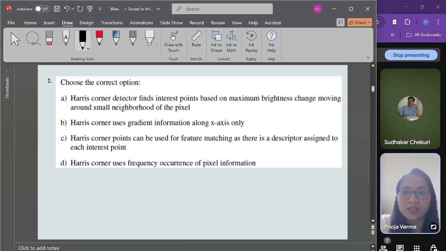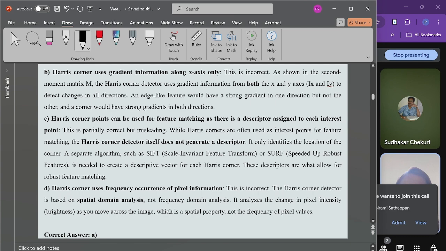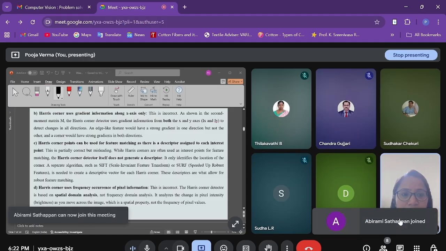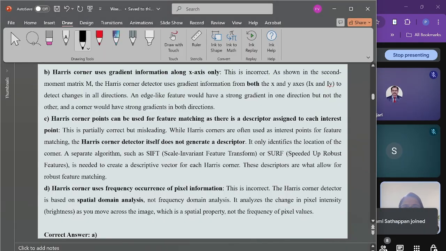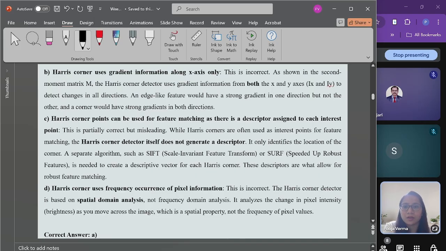Now the next one: the Harris corner uses gradient information along the x-axis only. Already we can see that it is not only in the x direction; it is using both x and y directions. The Harris corner uses gradient information in both directions, as shown in the sum of squared differences and the second moment matrix function equations. So option B is incorrect.